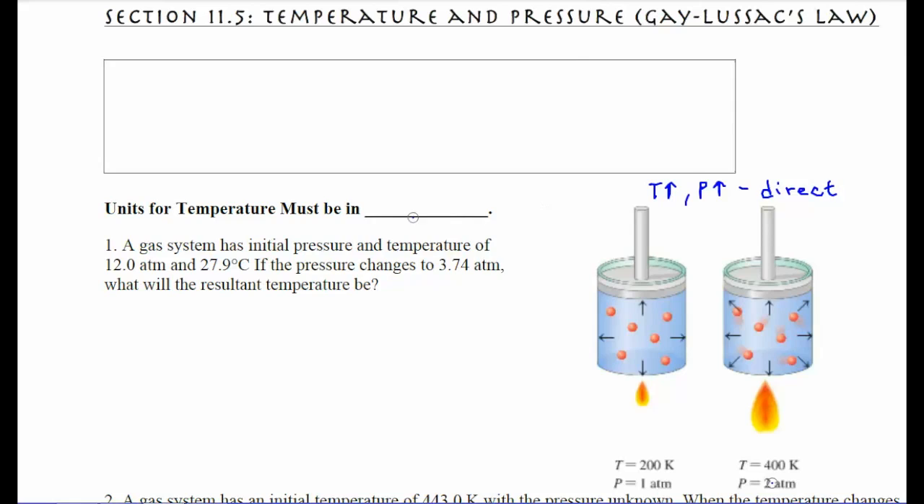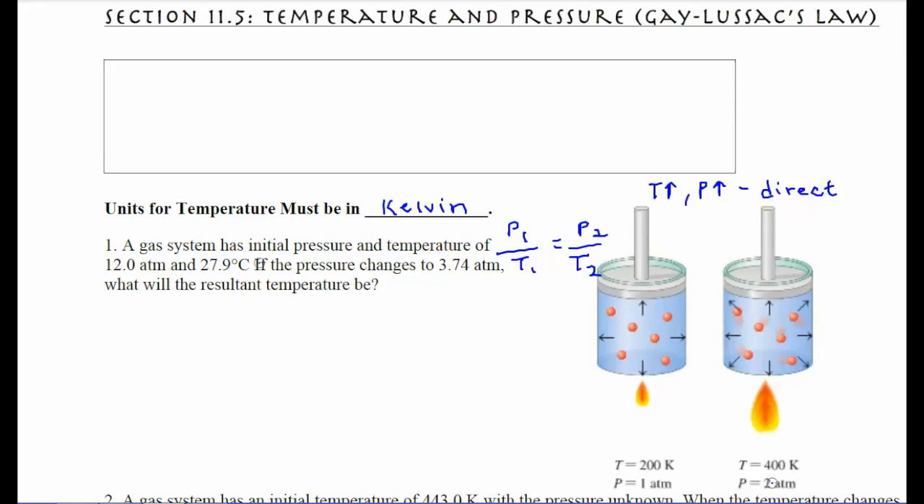Remember, for temperature, it's got to be in units of Kelvin. Our formula for Gay-Lussac's law is P1 over T1 equals P2 over T2. So very similar to Charles' law. Let's now look at the first example problem, and let's do the problem together.